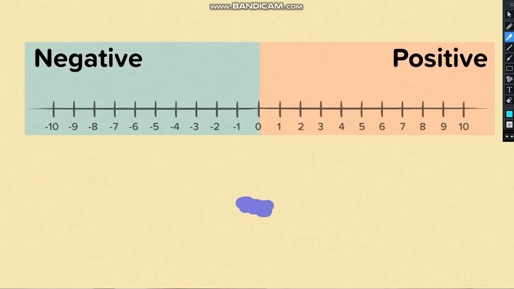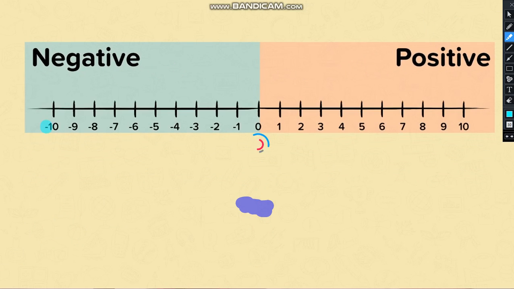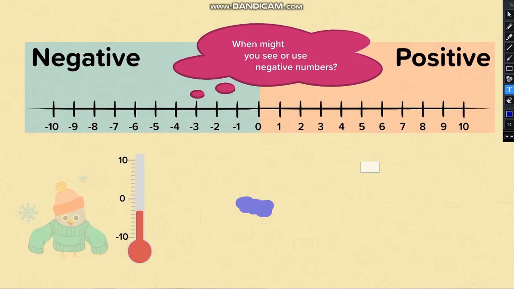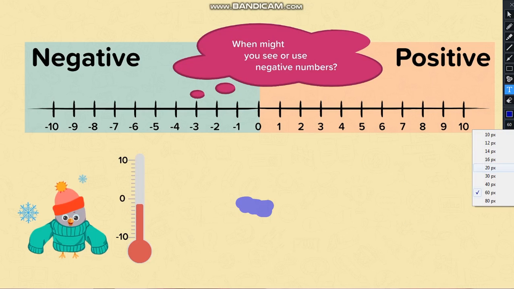Have a think now about when you might see or use negative numbers. Pause the video now to give you some time to do this. You may have thought about temperature. Often measure temperature in degrees Celsius. If it's a negative temperature, for example, negative 3 degrees Celsius, it's very cold and below freezing, which would be 0 degrees Celsius. As the temperature rises and becomes positive, the temperature becomes warmer.